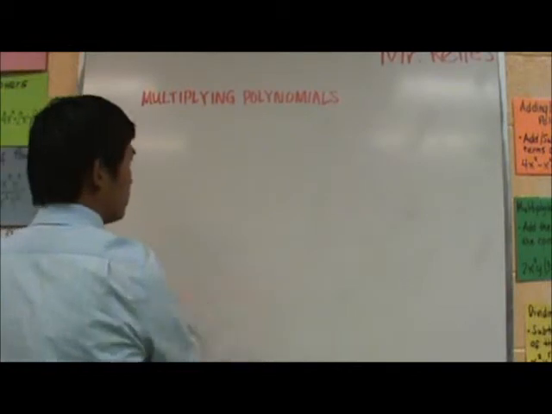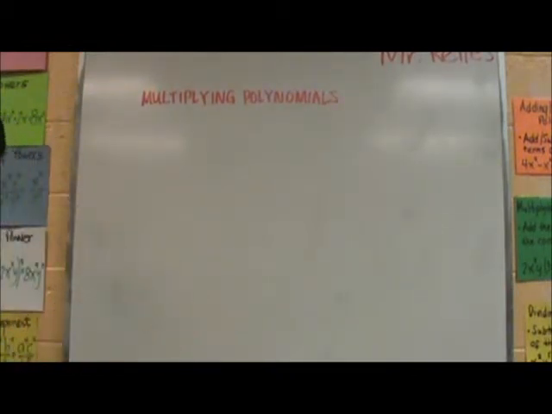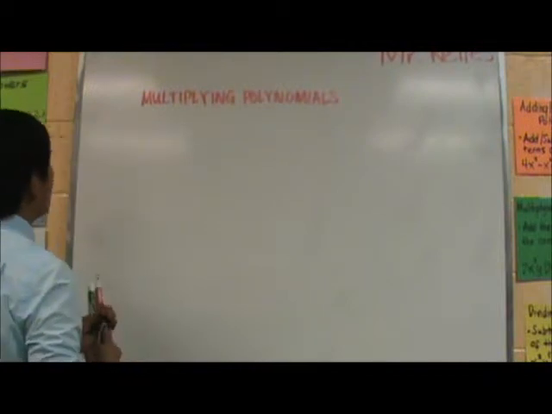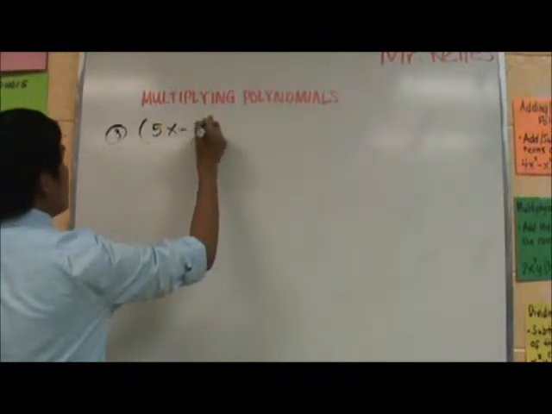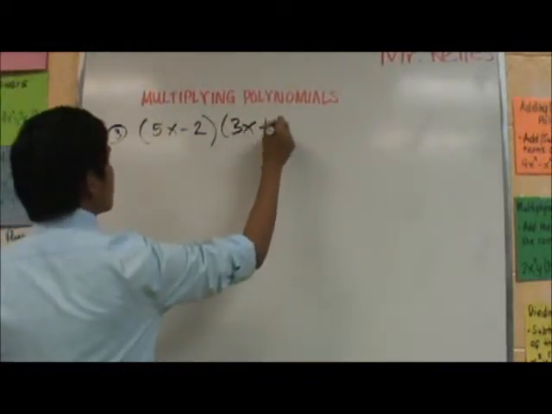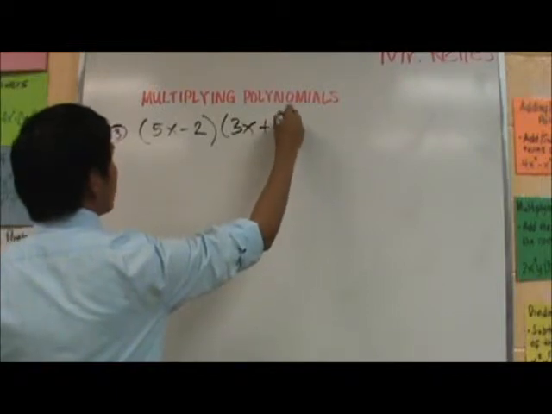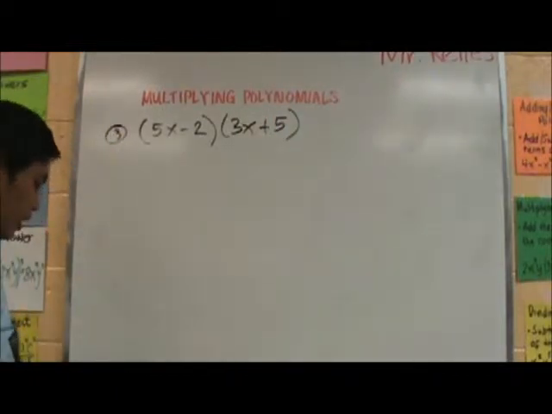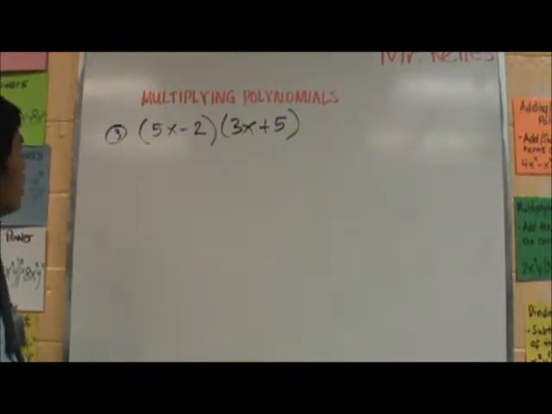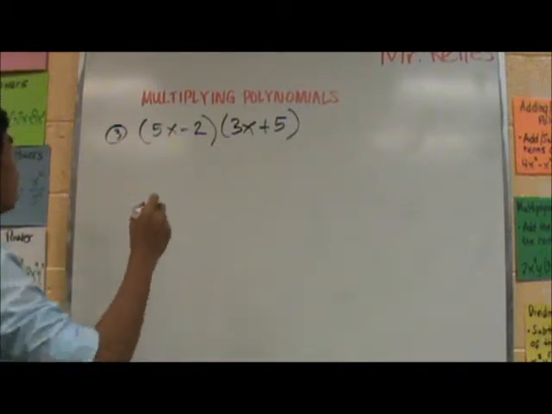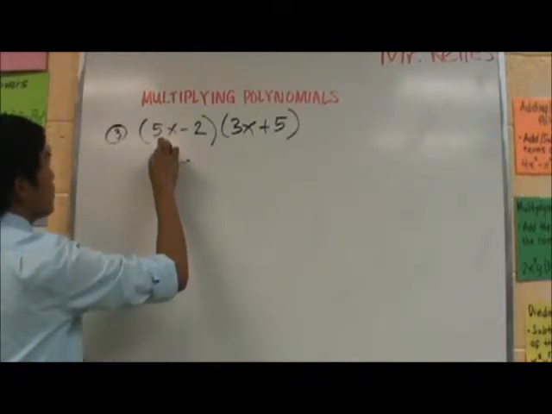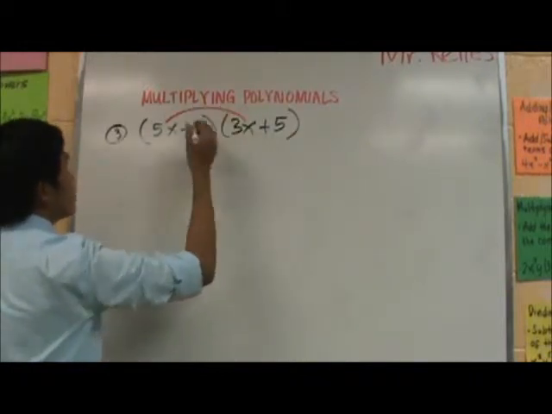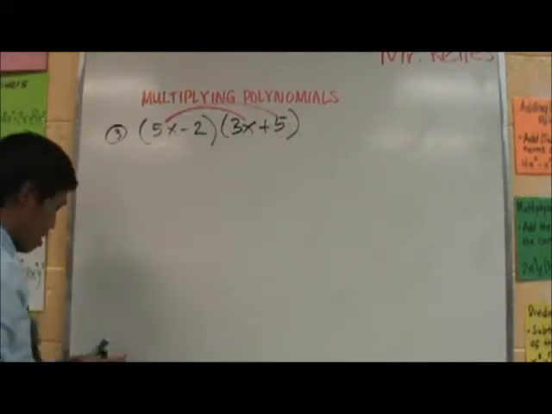So we're done with monomial to monomial, and then we're done with monomial to binomial. How about if we have number 3, 5x minus 2 times 3x plus, let's say, plus 5. Now, in our class, we mastered how to use the FOIL method. So we're going to use the arrows this time. Here, for the first binomial, we have 5x. So for the first term, we have to distribute 5x to every term of the second binomial.